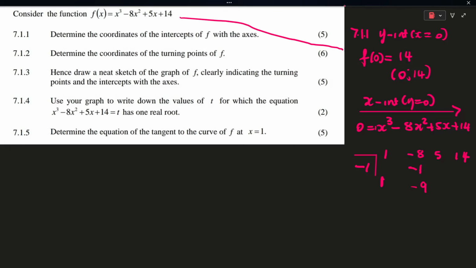Okay, and then from here, where do we go? You say this times this, you get a positive 9. When you add them, you get a 14. Then minus 1 times 14, you get minus 14. And this gives you 0. So the quotient here is x squared minus 9x plus 14 is equal to 0.